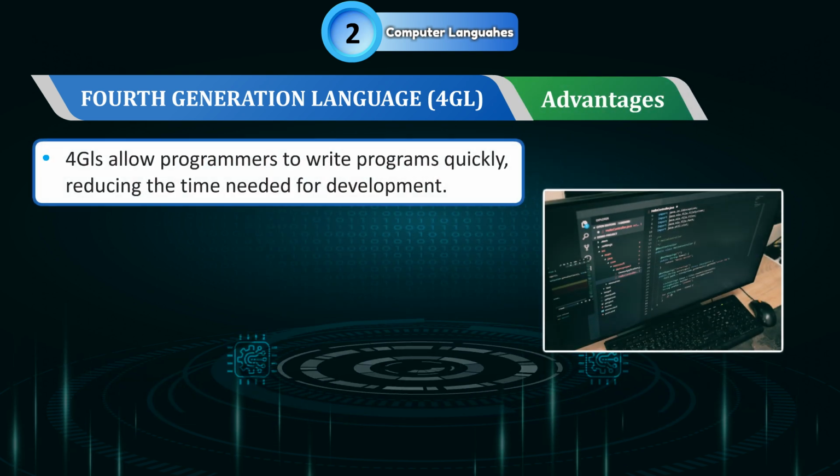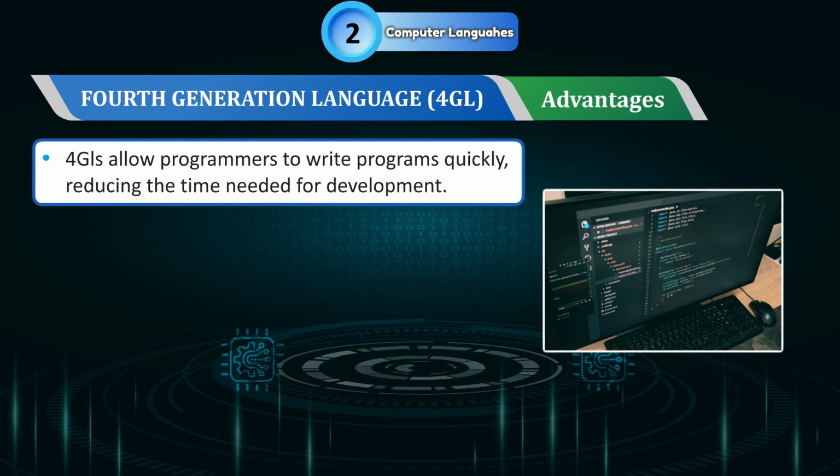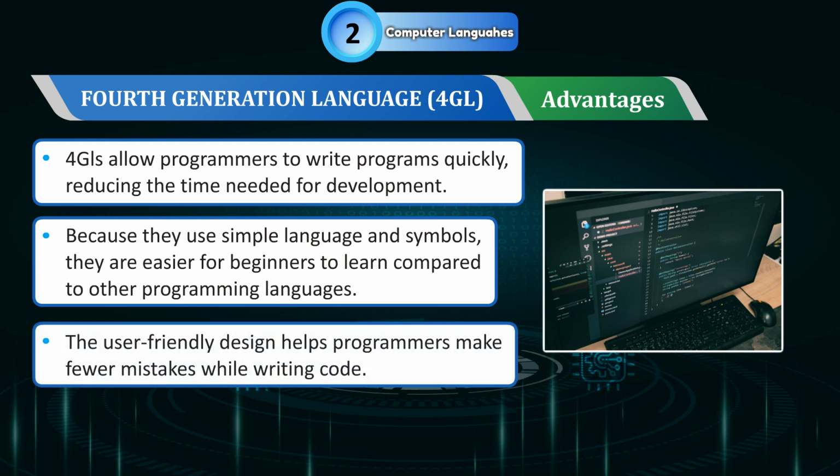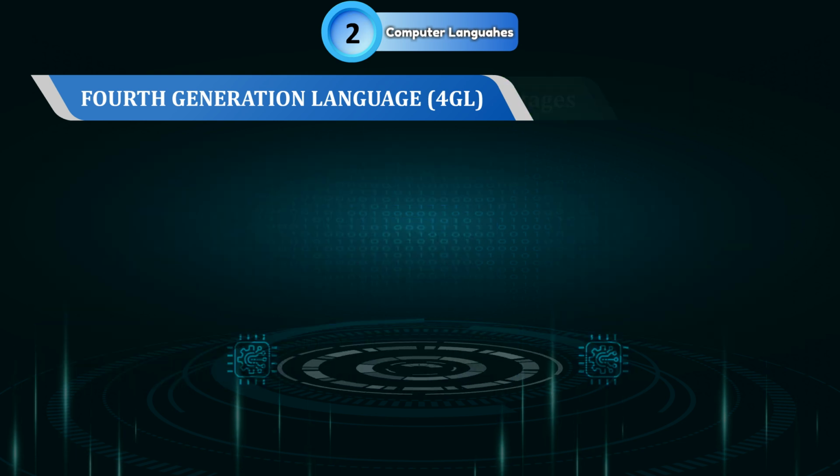Advantages. 4GLs allow programmers to write programs quickly, reducing the time needed for development. Because they use simple language and symbols, they are easier for beginners to learn compared to other programming languages. The user-friendly design helps programmers make fewer mistakes while writing code.